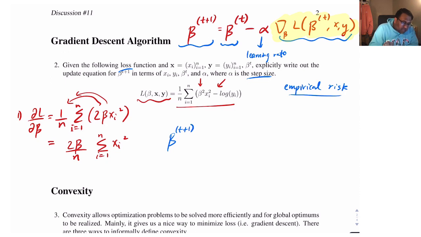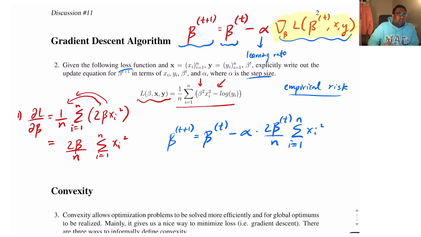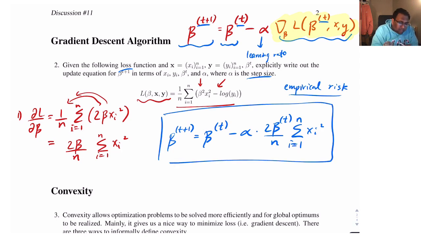So my guess for beta at time step t plus 1 is my guess for beta at time step t minus alpha, my learning rate or step size, times 2 beta over n, sum of xi squared going from 1 to n. And this should be beta at time step t because on each iteration we're evaluating our gradient or partial derivative of our function at beta from the previous time step, right? So in order to compute the update for beta at time step t plus 1, I use beta from the previous iteration, so time step t. So this right here is the update equation for beta in this specific instance, so for this specific empirical risk. Okay, and so that's question 2.